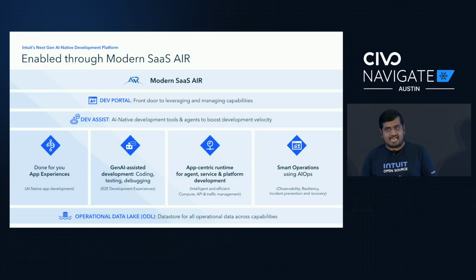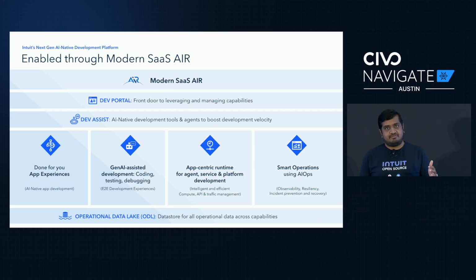And this is the platform that we ended up building to enable that. We call it modern SaaS AIR. AIR stands for AI Runtime or AI Revolution. You take your pick. But this platform, on the very top, we have our dev portal. And dev portal is your internal IDP. This could be your Backstage. We have our own. We actually built it before Backstage was a thing. But dev portal is where everybody accesses these features.